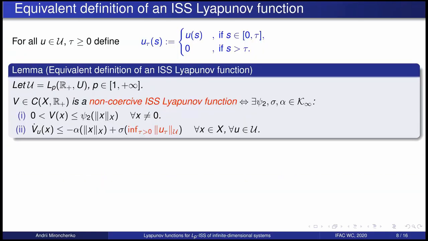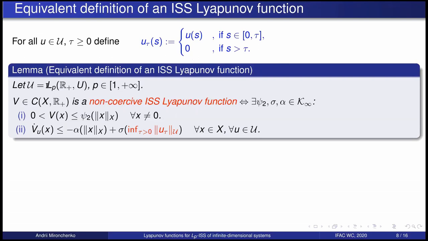To see what happens, let us define the truncation of the input signal U at time tau, which is denoted by U tau. It is defined as the original signal U when time is between 0 and tau, and it is 0 for all future times.